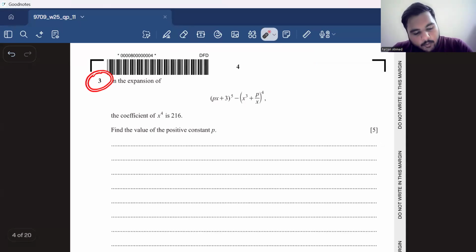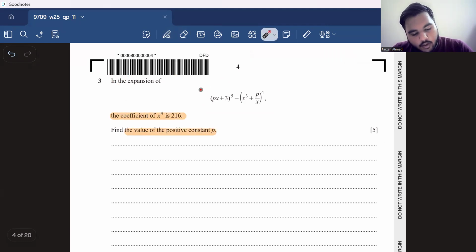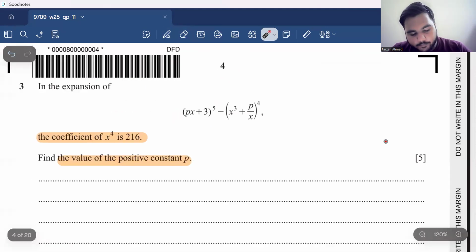We are doing question number 3. In question number 3, they are saying that in the expansion of this, the coefficient of x raised to power 4 is 216. We have to find the value of the positive constant b. First of all, this is a question on the topic of binomial expansion.